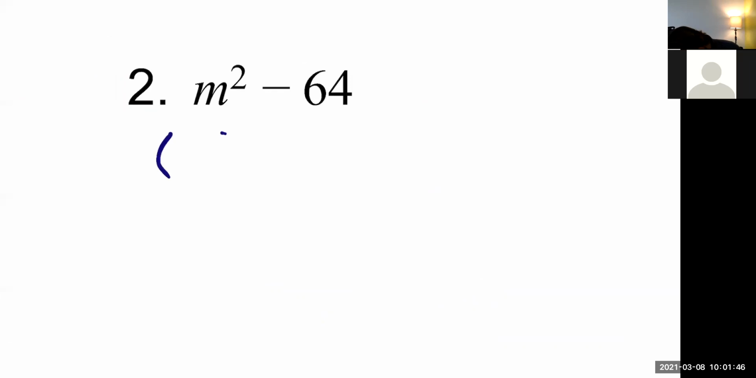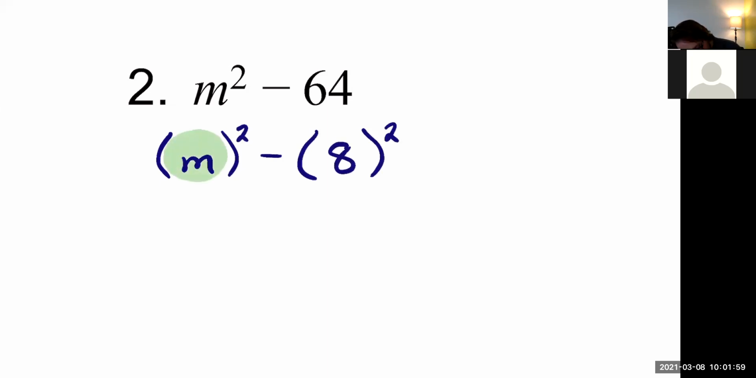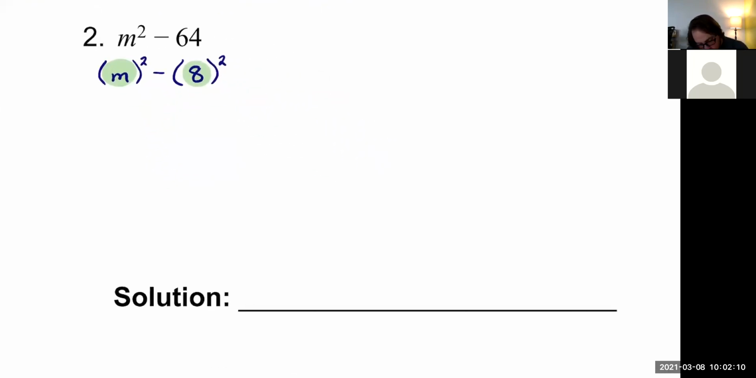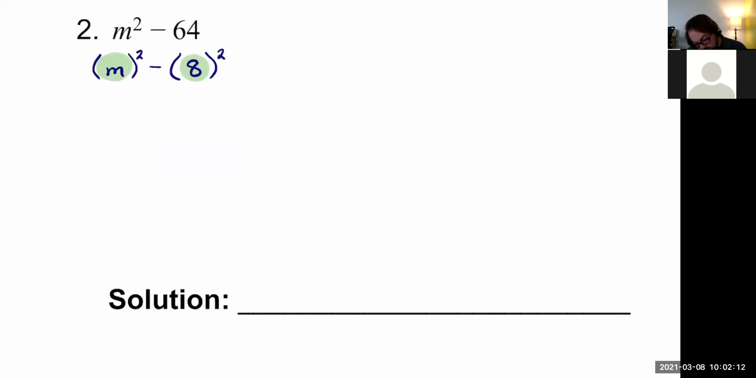But what is being squared to make m squared? Just an m. That one's not too bad. What's being squared to make 64? 8. So although it doesn't seem like there's a number there, technically we could say that there was also a 1, because 1 squared is 1. But if you imagine that it's hiding the whole time, you can actually get away with not using it. What are my two binomials going to be? m plus 8, and the second one, m minus 8. Done.